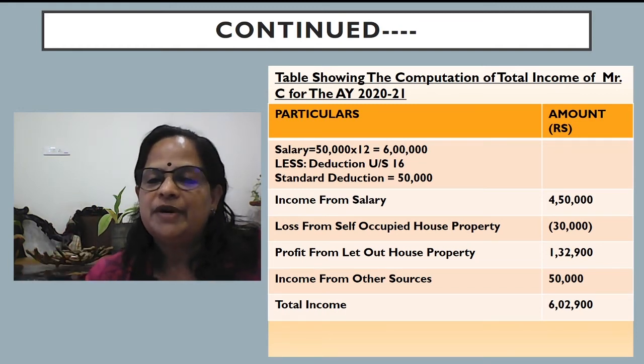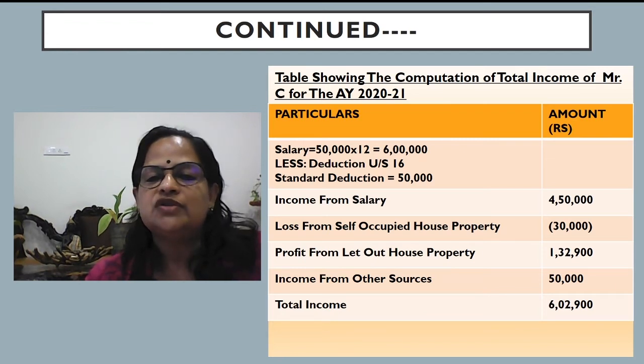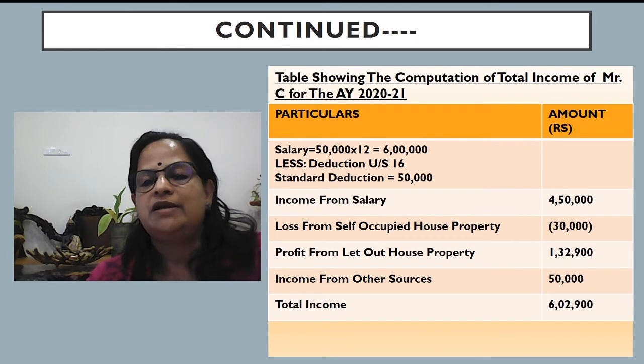Loss from self-occupied house property. Loss is 30,000. Profit from let out house property 1,32,900. Income from other sources 50,000. So total income is 6,02,900.